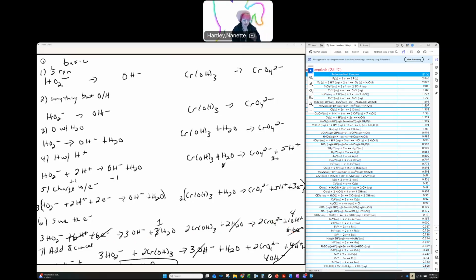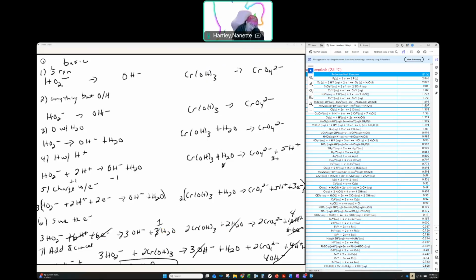Now that I've got my electrons the same, 6 on both of them, I can add and cancel. When I cancel, I have 6 hydrogens over here. I have 10 on this side, so I cancel the 6 here and that leaves me 4 on this side. When I look at my H2Os, I have 3 waters on this side, 2 waters here, so cross this out, leaving 1 water here. And my electrons, of course, better cancel because that's what's supposed to happen. So now I can add those two together.